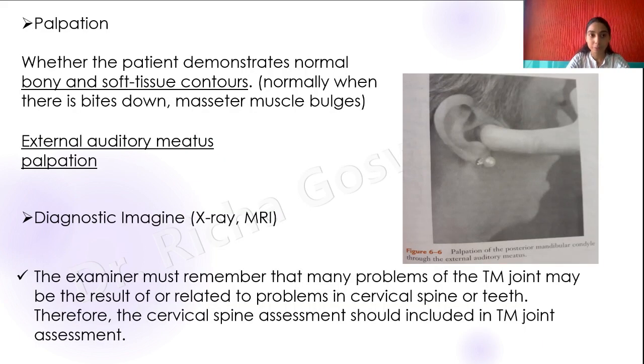Then palpation. For palpation we have to check bony prominence, muscle mass and the movement of muscle or the muscle bulge. Normally when there is a bite down, the masseter muscle bulges. So you can compare bilaterally also. Sometimes a patient's habit of bruxism may present with hypertrophy of the muscle. So by palpation, you can check the bony prominence and soft tissue contour.